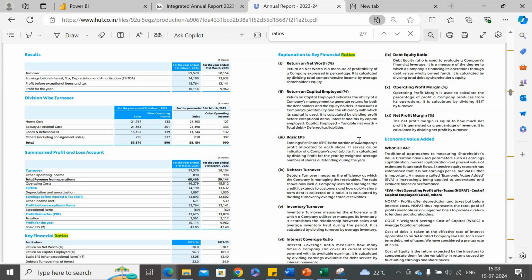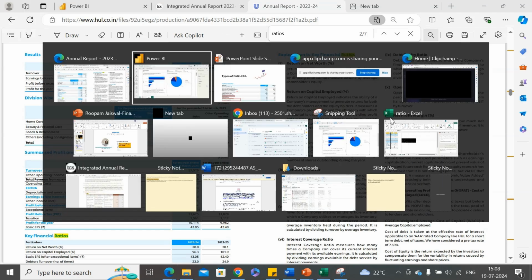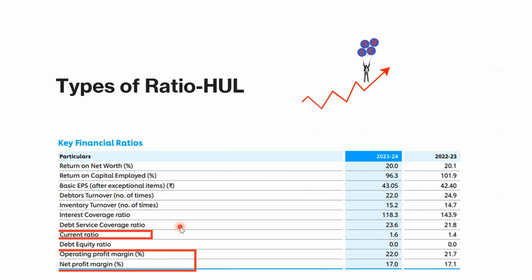So this is what I was telling you. It's very simple. Once you understand the basics of ratios, you can go to any company's annual report and you will be able to understand it. For operating profit also, they have given it, right? How much profit are you going to make from these operations? They have given it here, so in the same way, you can just go and check here.